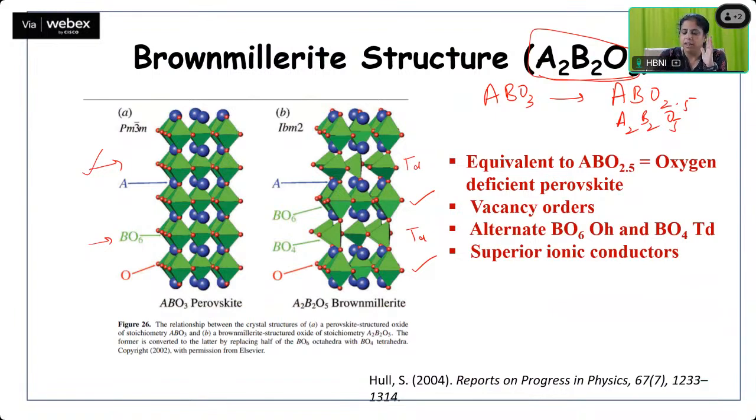I'll repeat again. If from ABO3, 0.5 oxygen per unit cell is taken and it is disordered, I mean, one polyhedra will have all 6, one will have 4, one will have 5. That means it is disordered. You get defect perovskite. That is, your XRD pattern will still be like perovskite. But if that oxygen vacancy orders in such a way that your alternate layer of corner sharing octahedra become tetrahedra, you end up with brownmillerite structure. Okay, and they are very, very good ionic conductors.